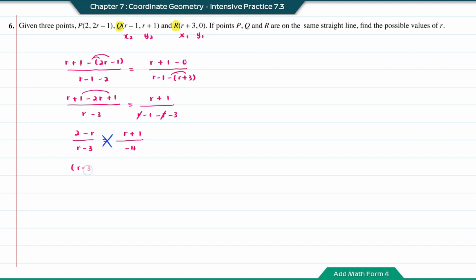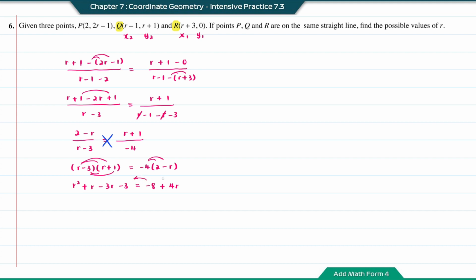So here, (r - 3)(r + 1) is the same as -4(2 - r). So expand this, you will get r² + r - 3r - 3, which is equal to -8 + 4r. So this will be a quadratic equation. To solve this, we're going to write the quadratic equation in general form.